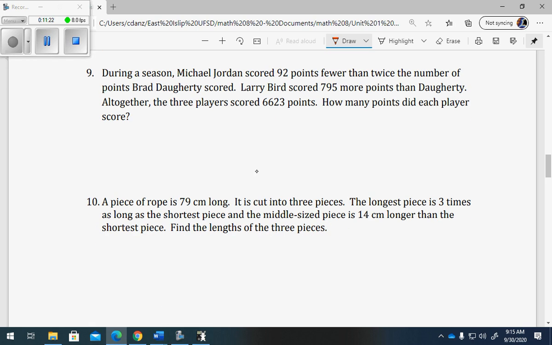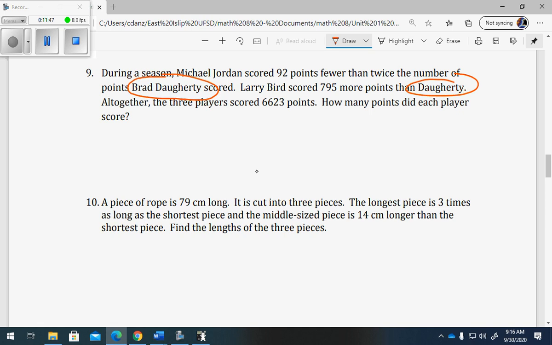So during a season, Michael Jordan scored 92 fewer than twice the number of points Brad Daugherty scored. Larry Bird scored 795 more points than Daugherty. So look, they're comparing both Michael Jordan and Larry Bird to this guy, Brad Daugherty. I don't know who he is. Maybe you guys do. So I don't know how many points he has.